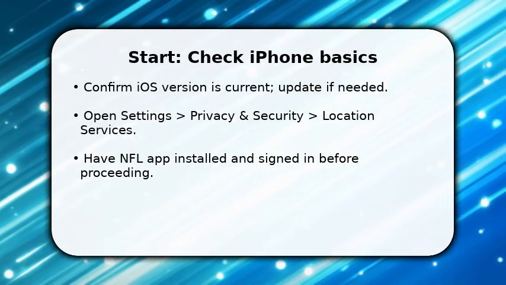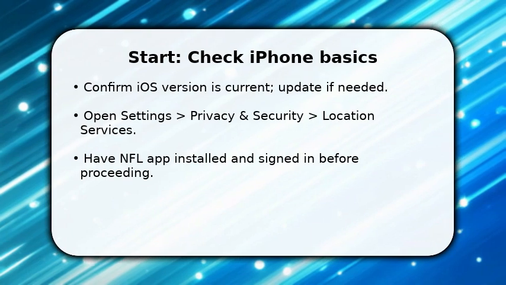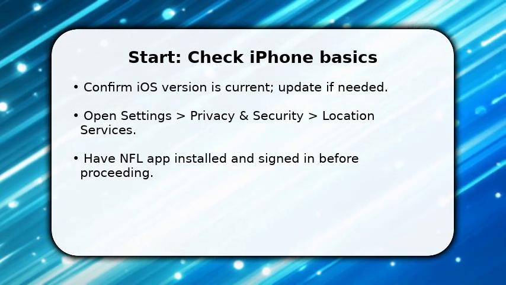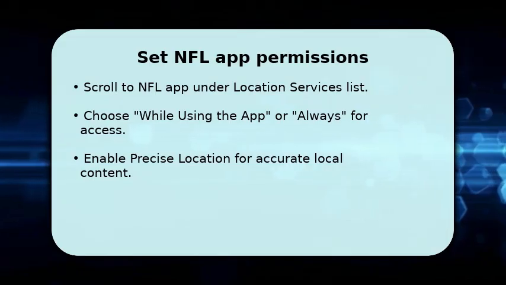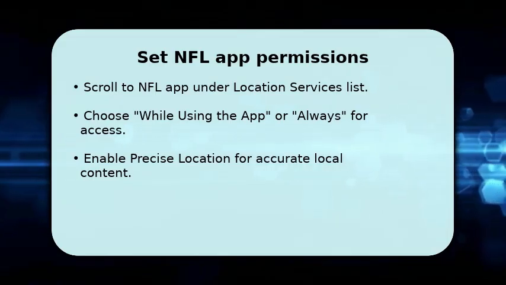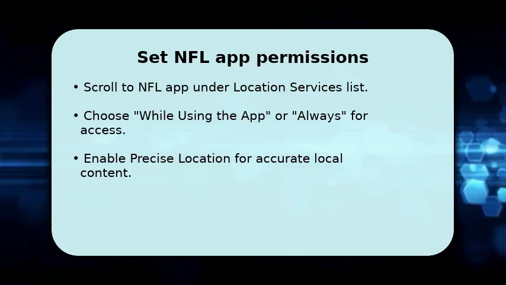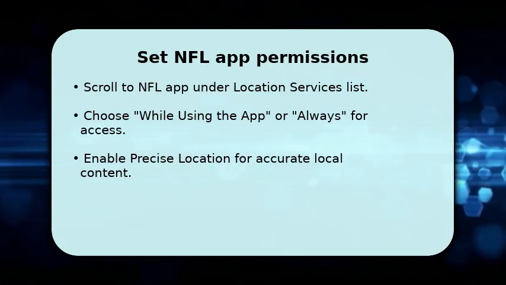Make sure Location Services is on. If it's off, turn it on now so the app can request precise location data. Now you focus on the NFL app entry. Scroll down the Location Services list until you find NFL, then tap it to reveal permission options.